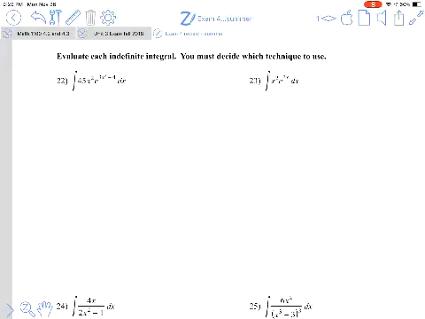For example, number 22, I notice we have e to a power, so we could try the exponential rule, which means that the power would be our u substitution, so u equals 3x cubed minus 4. Du then becomes 9x squared dx.